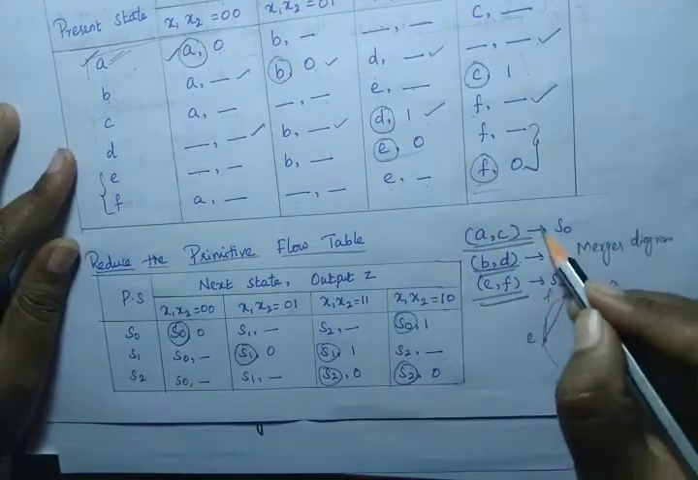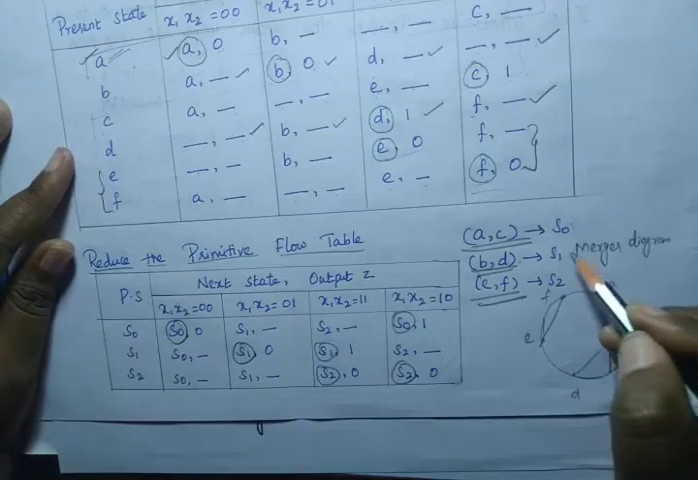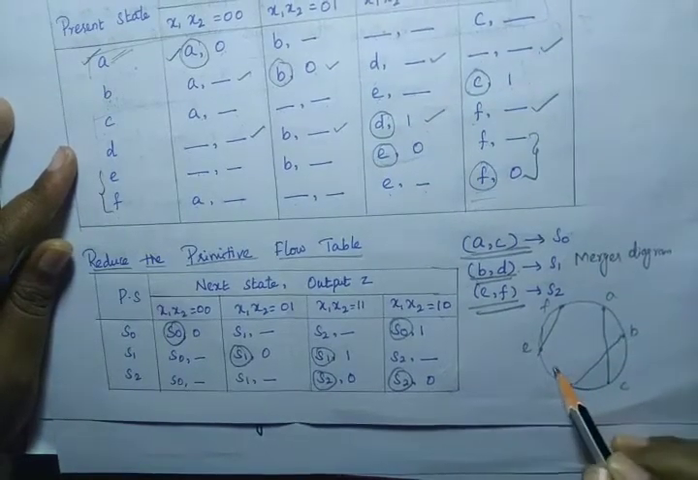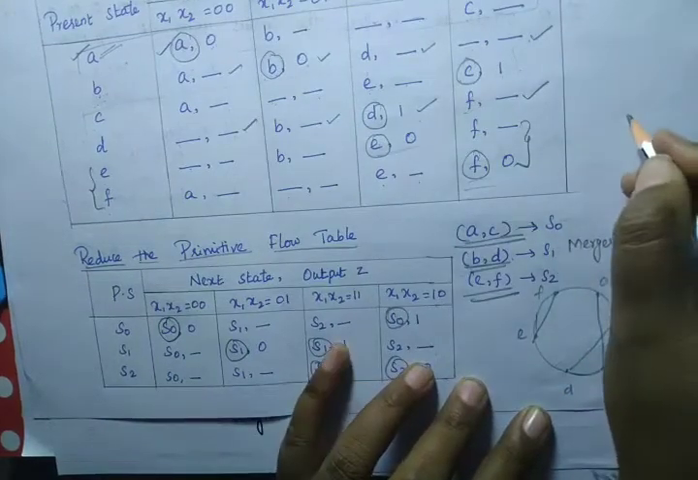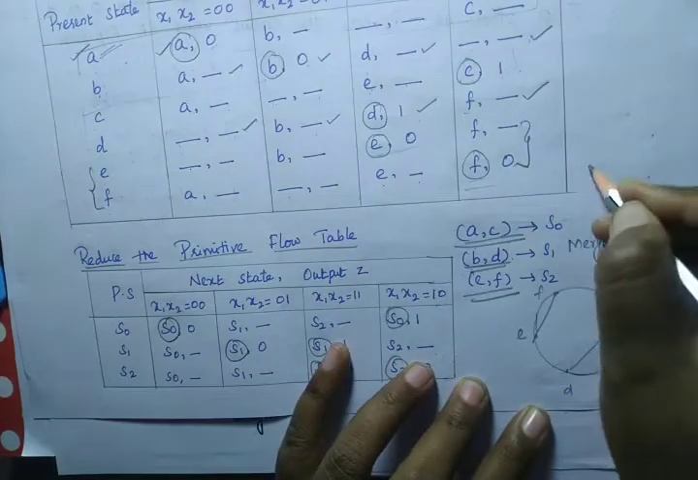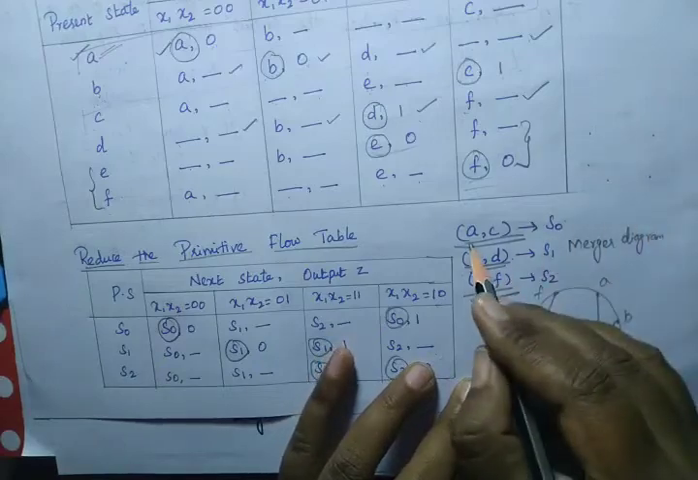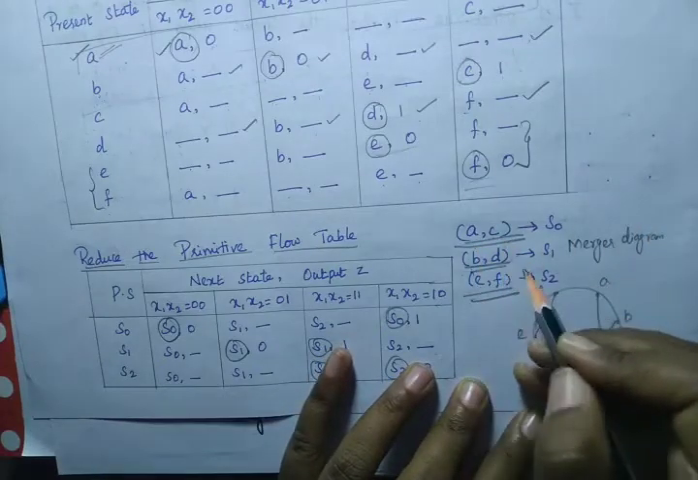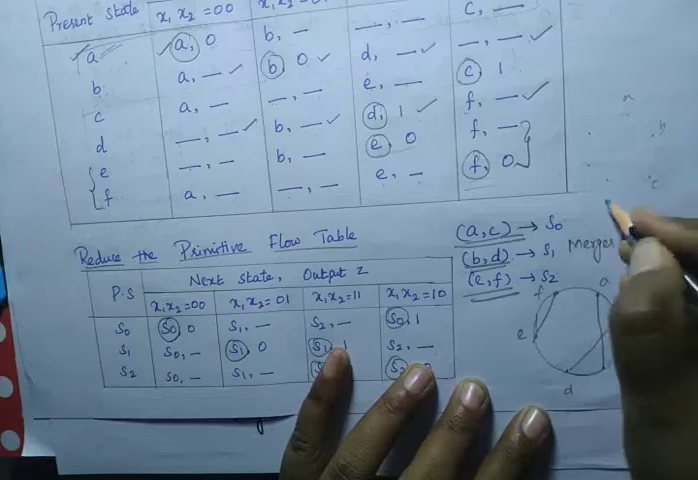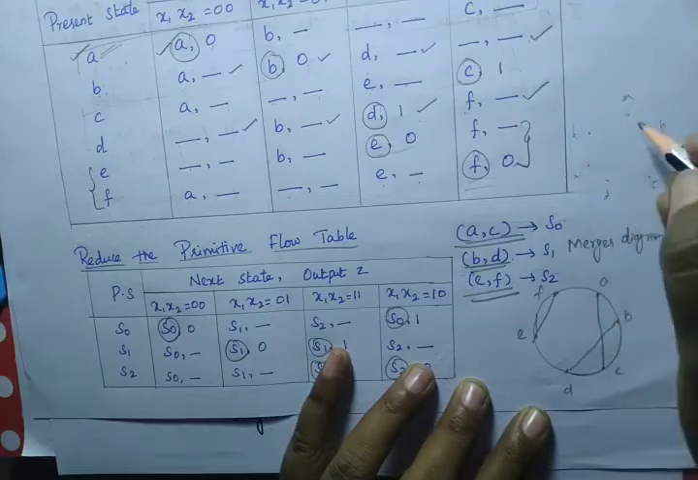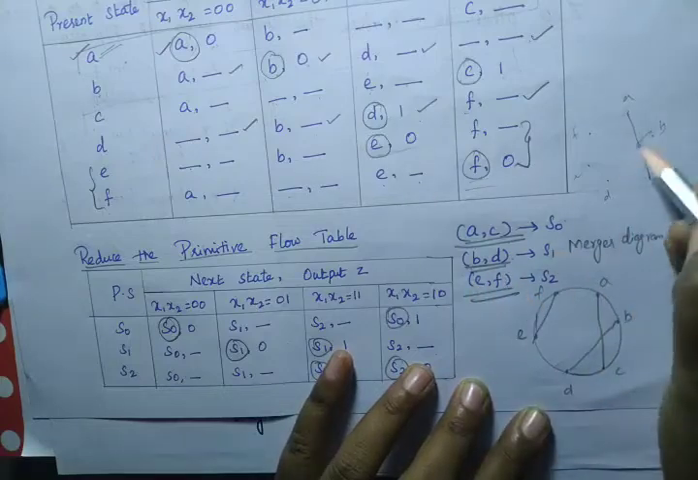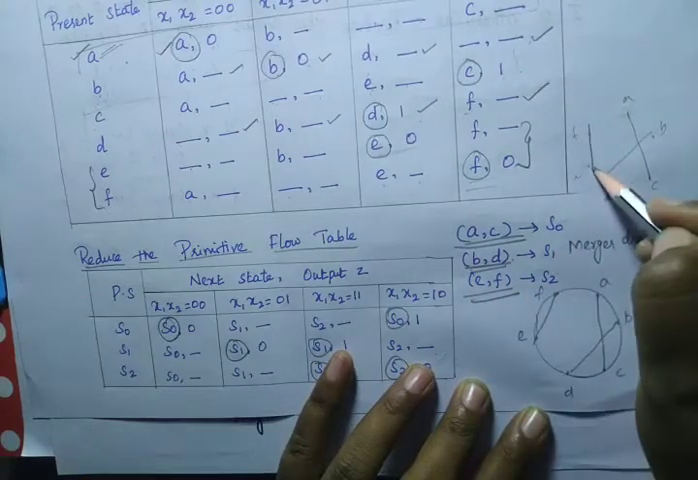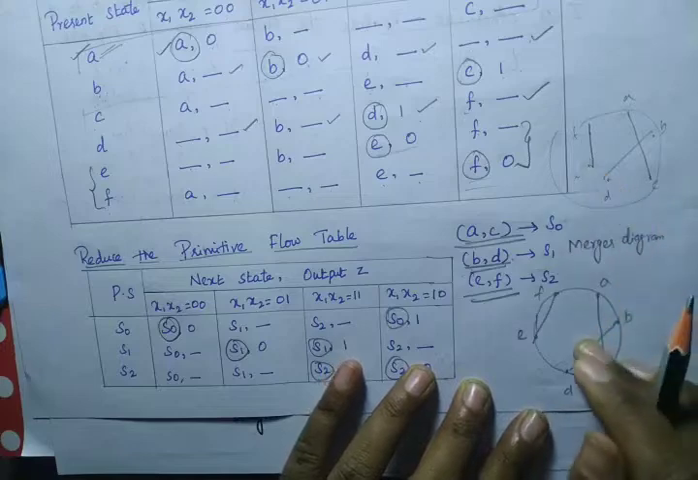After combining, we can give a name for these, that is S0, S1, S2. And this is called the merger graph. So first what we have to do is list A, B, C, D, E, F. Now what are the present states we have merged? We have merged this A and C. Next we have merged B and D. Next we have merged E and F. So that's it. This is called the merger graph.